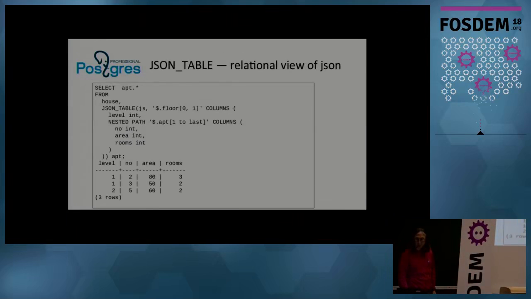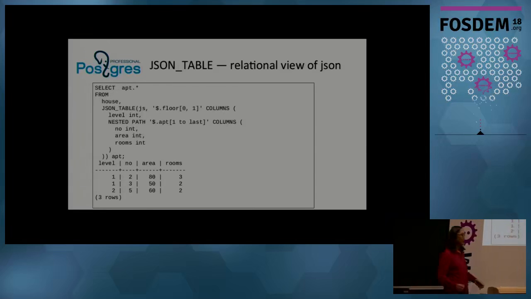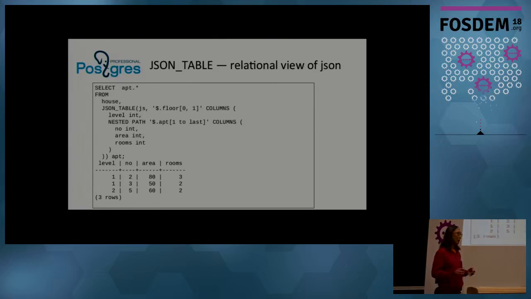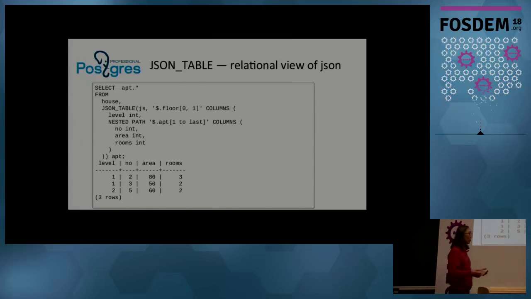And very important, JSON table is similar to XML table. So JSON table allows you to present JSON data as a relational table. And so you can join JSON data with relational data. This is very important, very flexible.